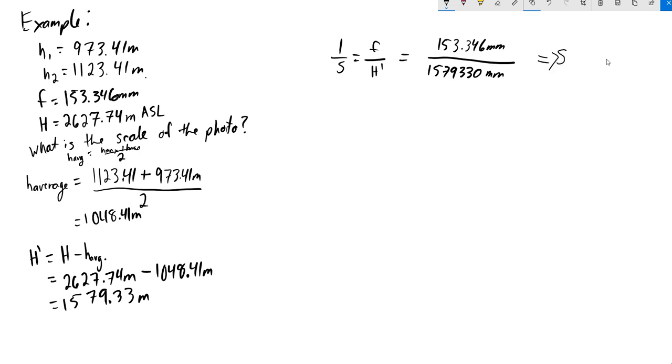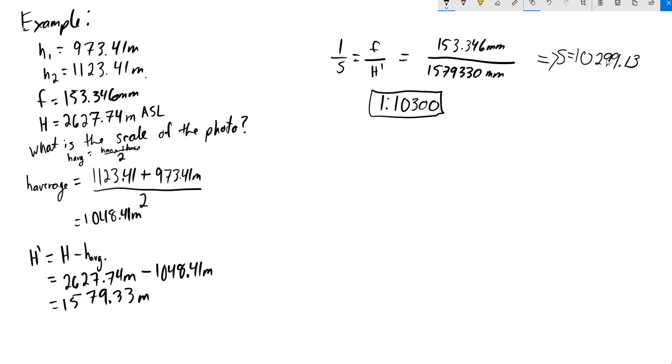So S is 10299.13. Okay, so if I have a decimal in a scale, I get rid of it and I round up. So my scale value is 10300. And that is my scale for this particular aerial photo.